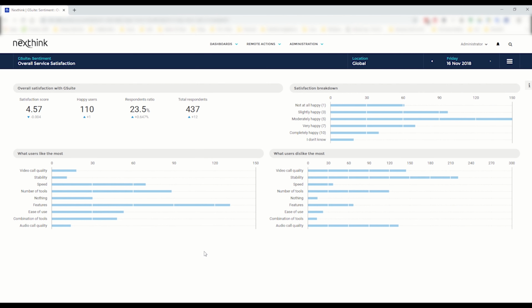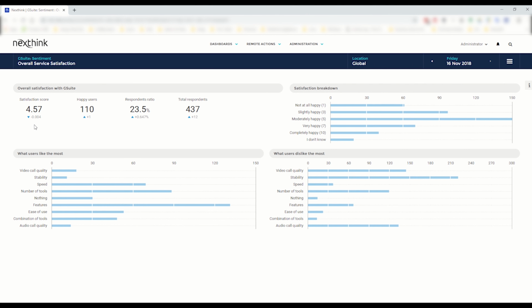Here are the results of the overall service satisfaction campaign, which is one of the ones that comes out of the box with the G Suite solution pack. As you can see, we're taking user sentiment via the Engage functionality of Nexthink, and we're breaking that down so we can really understand what the human feeling is out there, and then we can cross-correlate that with the technical metrics that we saw in the health part of the solution pack.